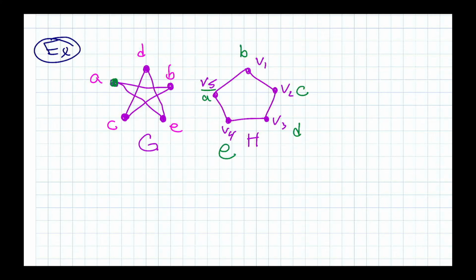So if you just go through this step where you label whatever the vertices are called on one of them, you start labeling the vertices over here with the same thing. And then when you're done, that's your function. So you just go like f of A is V5, B is V1, C is V2, D is V3, E is V4.